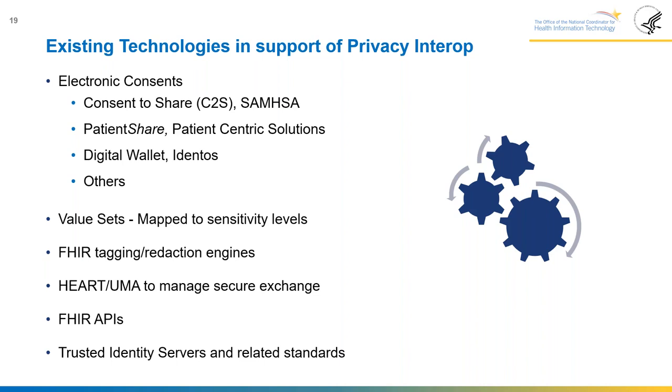We have FHIR tagging and redaction engines, as was previously mentioned, and then HART and UMA to manage secure exchange. And by the way, UMA is really an extension of HART. It's the same topics, just moved over to a different work group. And then the underpinnings of all of this are the FHIR APIs, and of course, very important, trusted identity servers and related standards.